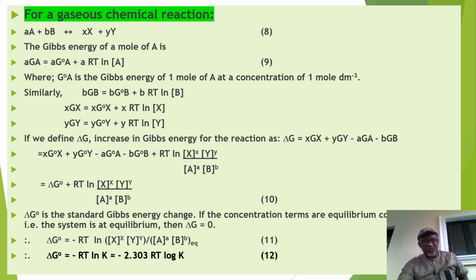So that gives us equation 12, which is delta G0 is equal to minus RT ln K, or equal to minus 2.303 RT log K. This is a very important equation. It gives us the relationship between the equilibrium constant and the change in standard Gibbs free energy.